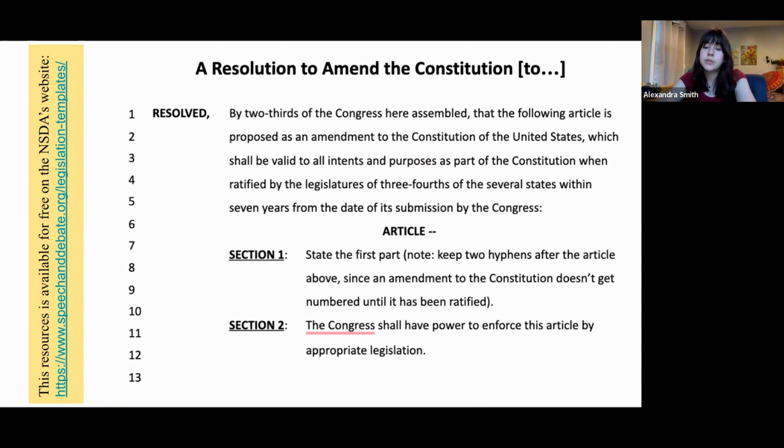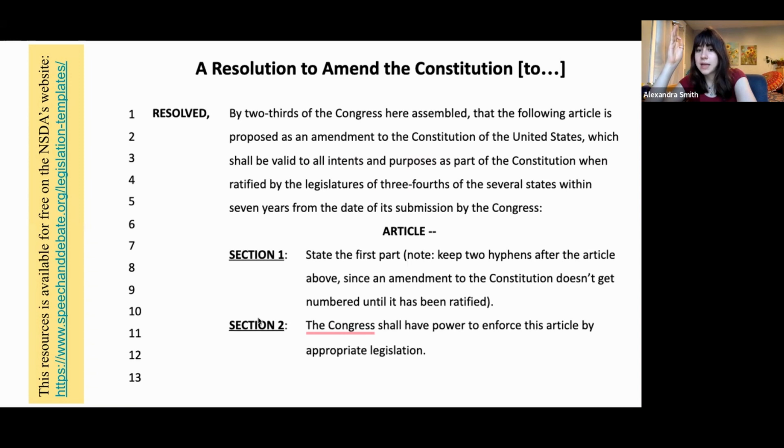Resolved by 2/3 of the Congress here assembled that, my camera's in the way, that the following article is proposed as an amendment to the Constitution of the United States, which shall be valid to all intents and purposes as part of the Constitution when ratified by the legislatures of 3/4 of the several states within 7 years from the date of its submission by the Congress. Then it's the actual submission. So the article and then the article number that you want to alter. Section 1, state the first part.